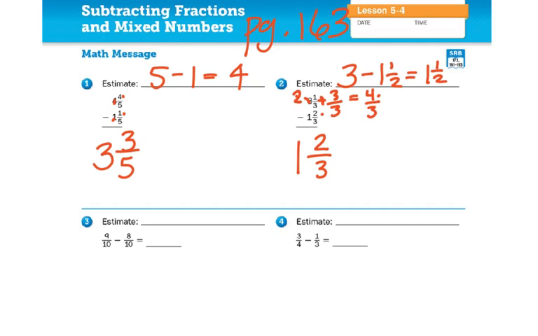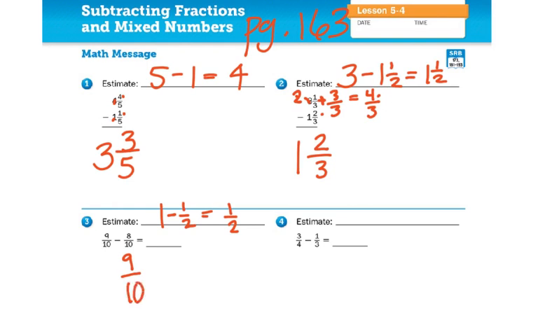Number 3, 9/10 is pretty close to 1. 8/10, it's pretty close to, I'm going to call it a half. Our answer should be less than a half because 8/10 is pretty close to 1 whole. Or you could say 1 minus 1 is 0, either one.